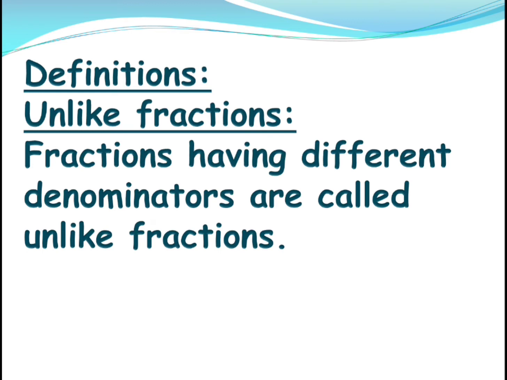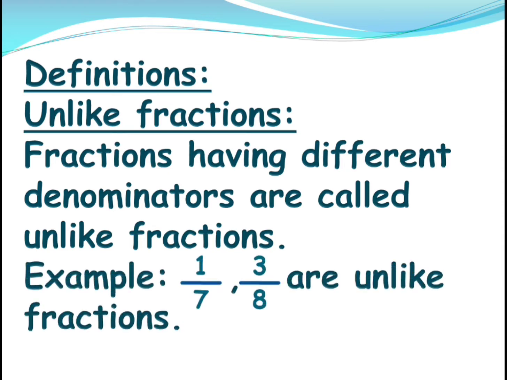Unlike fractions are the fractions which have different denominators. That means if we compare two or more fractions and those fractions have different denominators, then they are called unlike fractions. For example, 1 by 7 and 3 by 8. In the first fraction you have 7 as denominator, and in the second fraction you have 8. These two numbers are different. The denominators are different, so these two fractions are called unlike fractions.